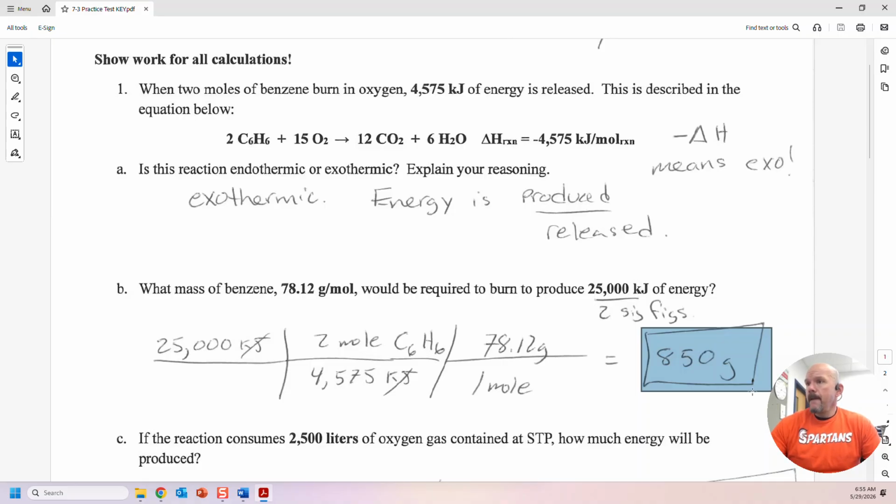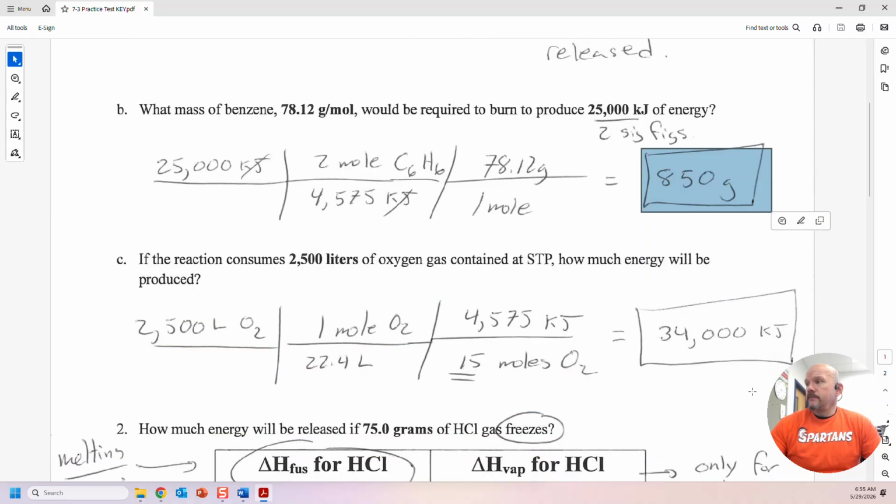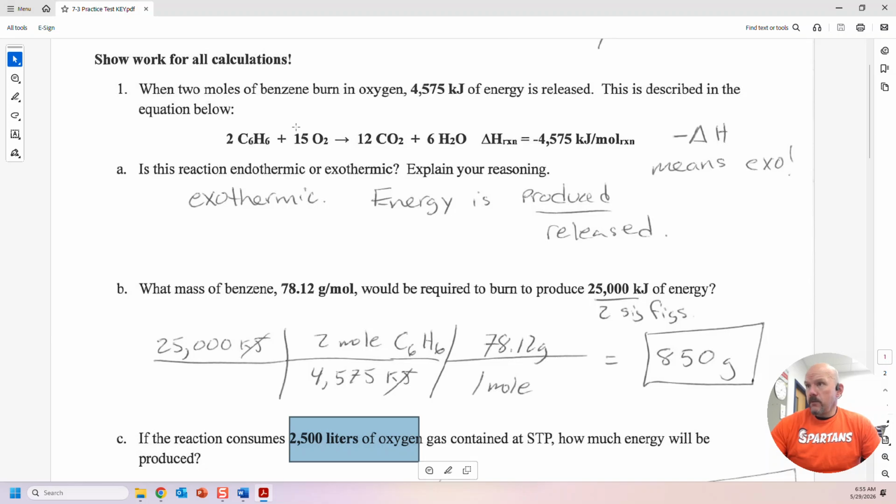Okay. In part C, just another stoichiometry setup. This time we're given an amount of oxygen. So if we go back up to our equation, it takes 15 moles of oxygen to burn in this reaction to produce this much energy.